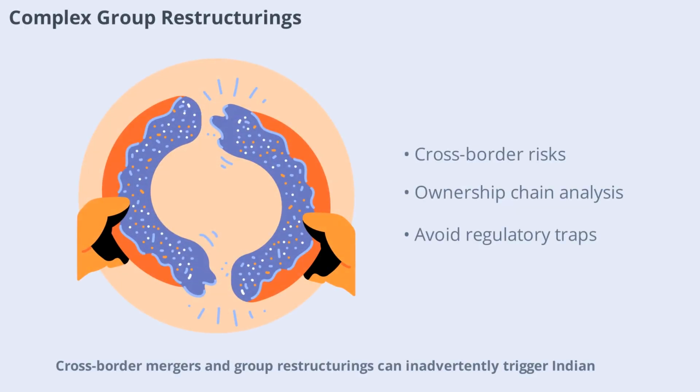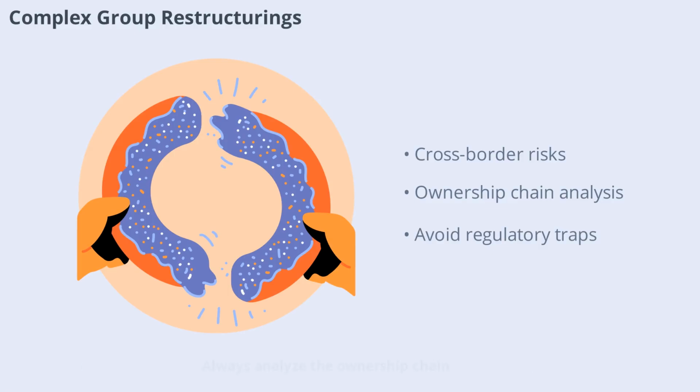Cross-border mergers and group restructurings can inadvertently trigger Indian open offer obligations if an Indian-listed subsidiary is involved. It's a recurring practical trap for foreign investors who may not realize the downstream consequences of offshore transactions. Always analyze the ownership chain carefully to avoid unexpected regulatory hurdles.